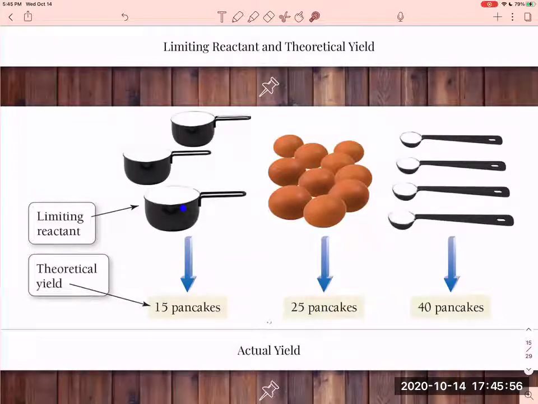Okay, but then we look at our flour. And even though it kind of looks like I've got a lot of flour, 3 cups is quite a lot of volume, 3 cups only yields 15 pancakes. So I have enough baking powder to make 40. I have enough eggs to make 25, but I only have enough flour to make 15. So I can now tell you for certain that with these ingredients, my maximum number of pancakes is 15. Because once I make 15 pancakes, I run out of flour.